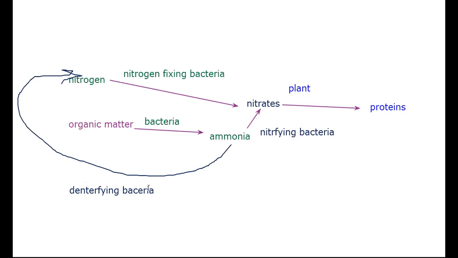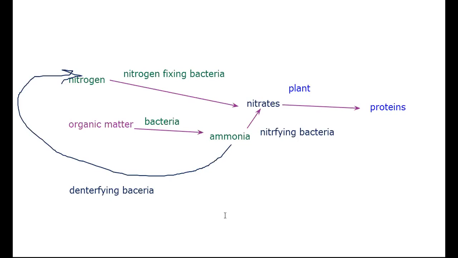But denitrifying bacteria are considered harmful bacteria, as they decrease the nitrates content, or the nitrogen content, of the soil. Because using denitrifying bacteria, the ammonia will be changed into nitrogen gas again, which is a form from which the plant or animal can't get benefit.